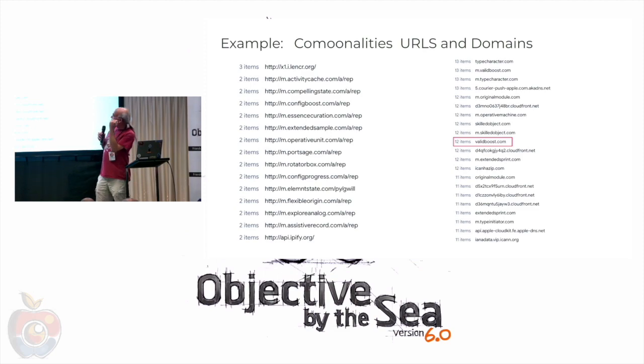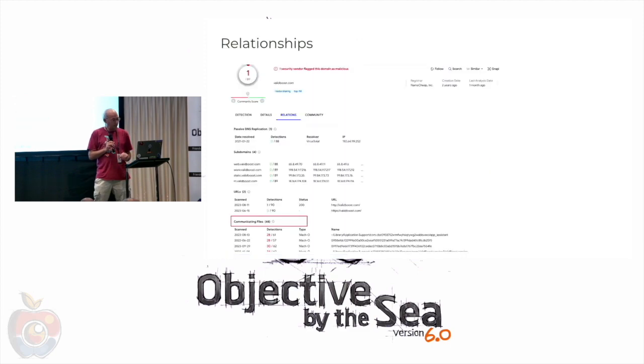So imagine we're going to click then on this validboost.com. And then in this validboost, we have these communicating files. So there's an additional 40 files which communicate with this one single domain. So from here, we can update our initial set of IOCs. We have more files again with the same campaign.